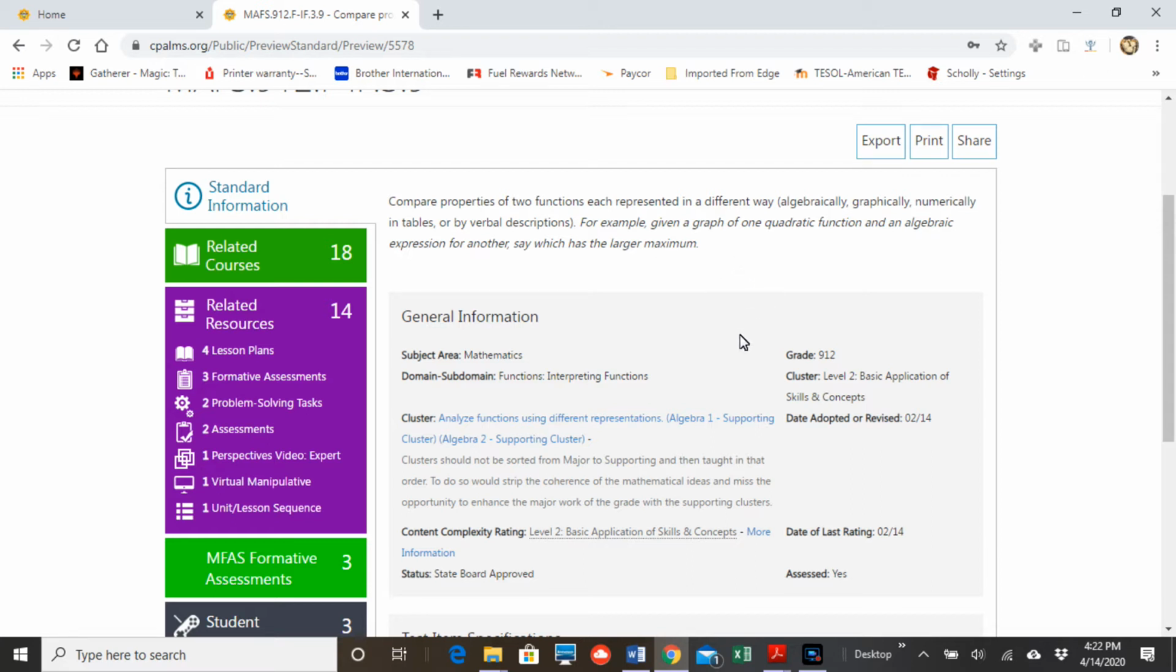So it's just letting you know that prior to getting to here, you're going to need to know how to represent functions algebraically, how to represent functions graphically, creating tables with it, and then verbal descriptions. That usually means in writing. It's going to be word problems or a description in writing that's going to include this information.